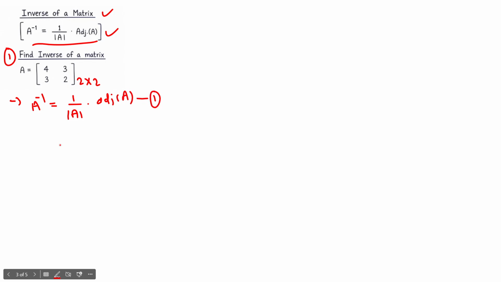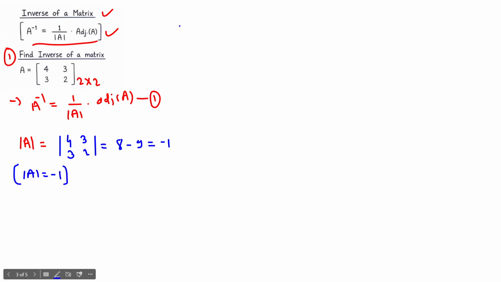Consider this equation as equation number 1. Initially I am finding the determinant of A. We know how to find the determinant, just convert the square bracket into a vertical bracket. So 4, 3, 3, 2, if I multiply it, you will get 4 times 2 is 8, and minus 3 times 3 is 9, that is minus 1. So the value of determinant of A is equal to minus 1.